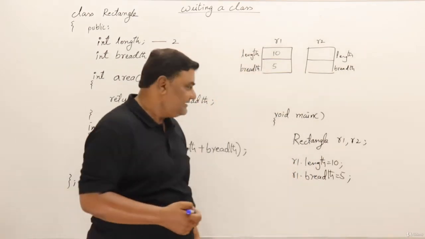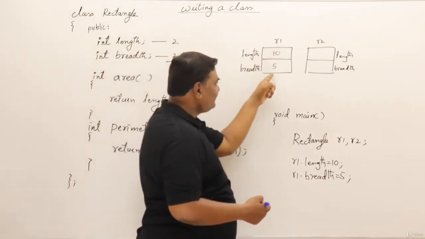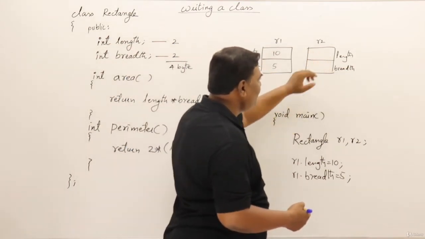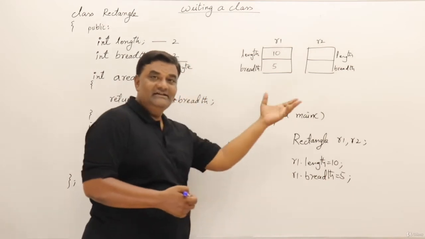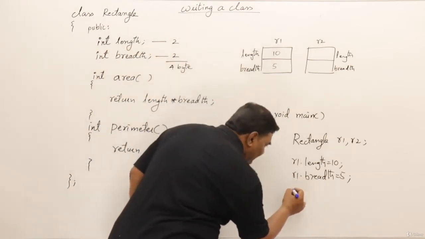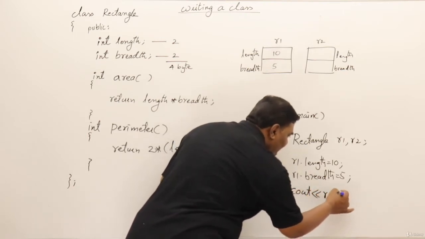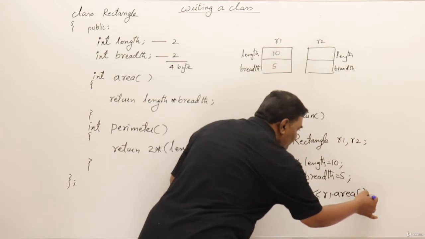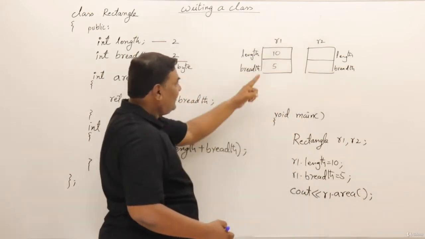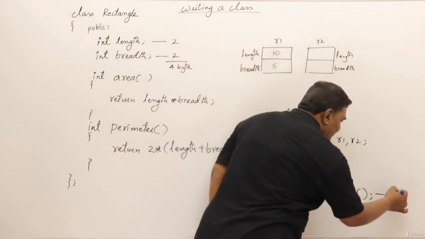So follow next. I have access to length and breadth. Okay, this length is 10 and this breadth is 5. Same way I can do it for R2 also. Its length and breadth I can set them. Now I want to know area. Cout R1 dot area. So whose area will be calculated? R1's area, that is 10 into 5, 50 will appear on the screen.